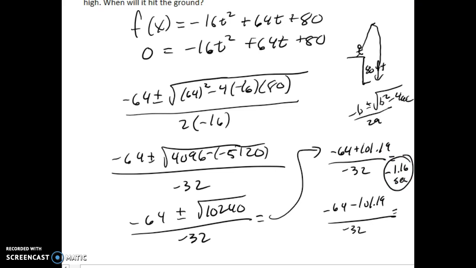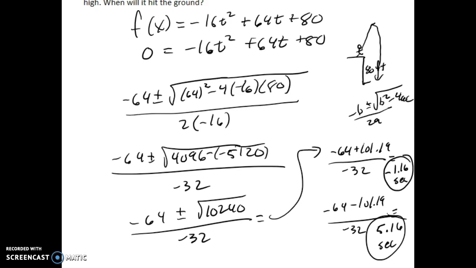So let's try the other one. So we have negative 64 minus 101.19, and then divided by negative 32. And we're going to get 5.16 seconds. And that sounds a lot better.